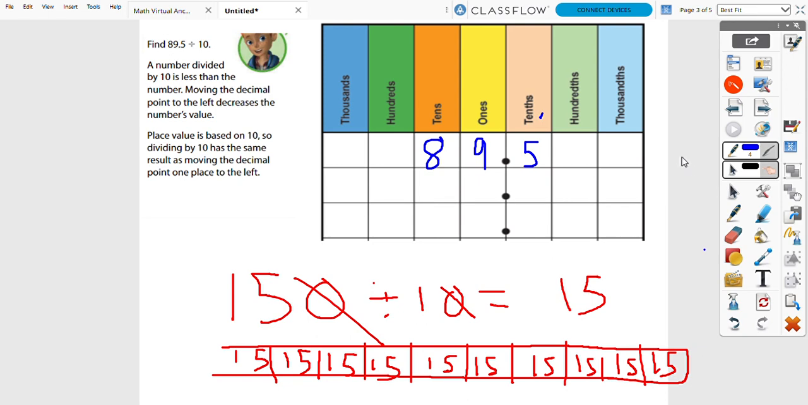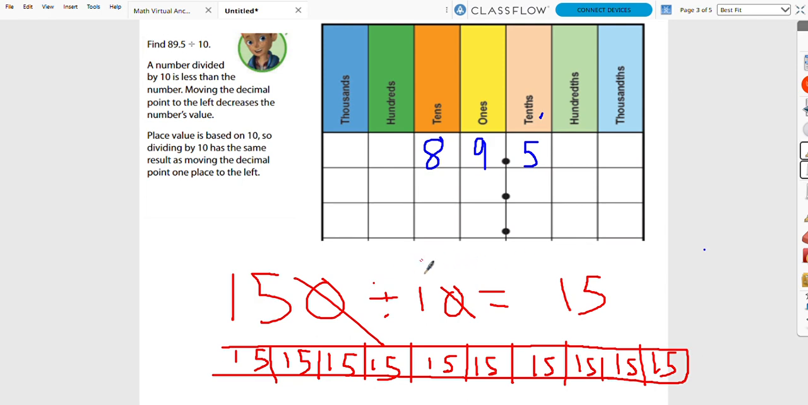We did this similarly with multiplication, but we moved to the right. So this time we know that division is to the left, multiplication is to the right. So 89.5 divided by 10 is simply moving the decimal here. And my new number becomes 8 and 95 hundredths. 8.95. See, I moved it one time. I just rewrote it down here so you can see and write it a little bit easier. 8.95, same thing.